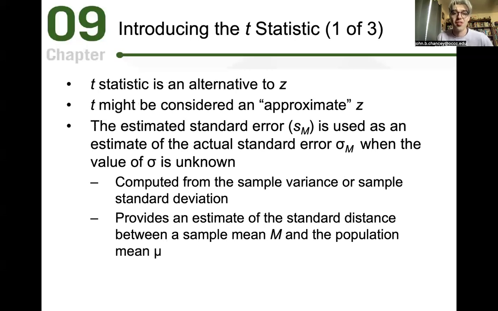So the t-test or t-statistic is an alternative, or kind of an approximation to Z. Instead of using the population standard error, we're going to use an estimated standard error, S subscript M, and that's used for estimating the actual standard error when that value is unknown. So we're now talking about conducting a hypothesis test where one of our critical pieces of information is unknown. We're computing that from the sample variance or the sample standard deviation, and it gives us an estimate of the standard distance between our sample mean and our population mean. We're again looking for those approximations.